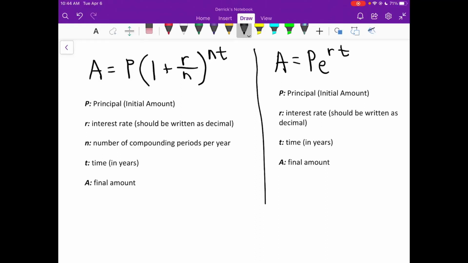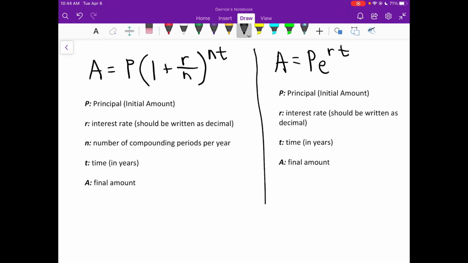In this video, we're going to talk about how to use the two compound interest formulas that you see on the screen. As you look at these two compound interest formulas, you will notice that there are certainly multiple things that they have in common. Specifically, A, P, R, and T. So let's talk about those four variables first, since those are in common between both of these formulas.